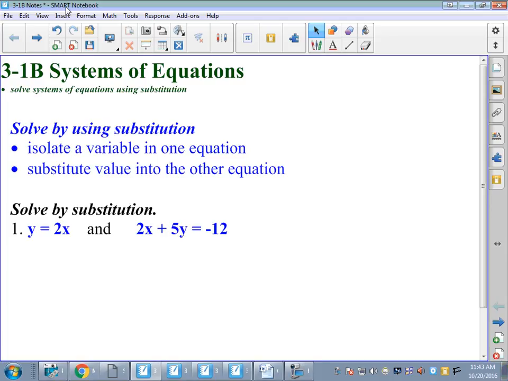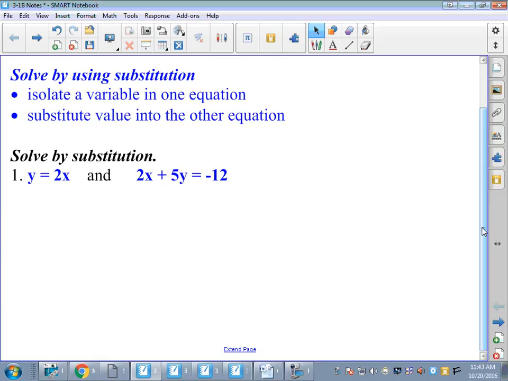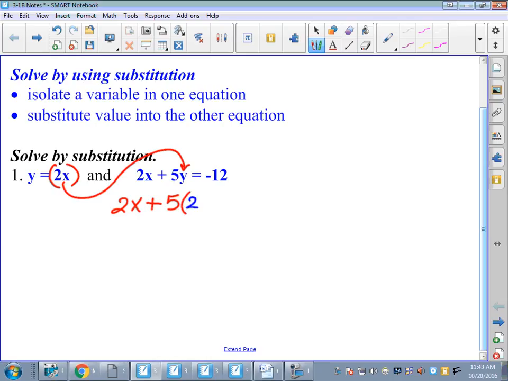If you look at this example here, that's exactly what we're talking about. I have y is equal to 2x. So that means that y and 2x are exactly the same value. So wherever I see y over here, I can replace it with 2x instead. And so what you get is 2x from the original second equation plus 5, but rather than writing times y, I'm going to replace it with that 2x from the first equation. And it still equals negative 12.